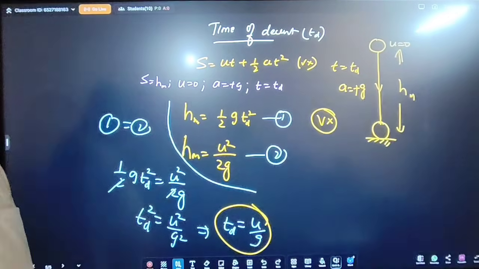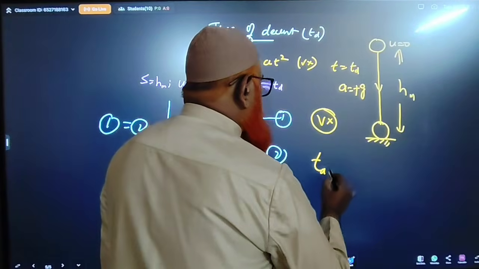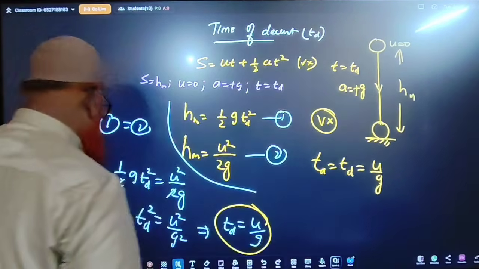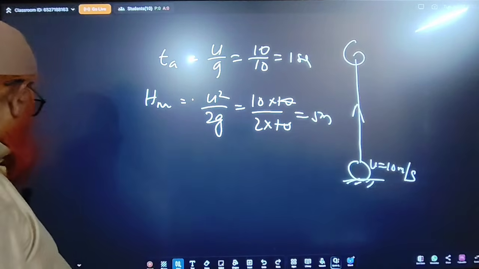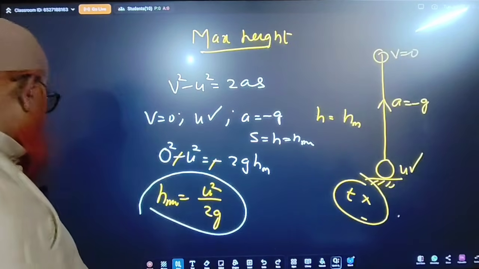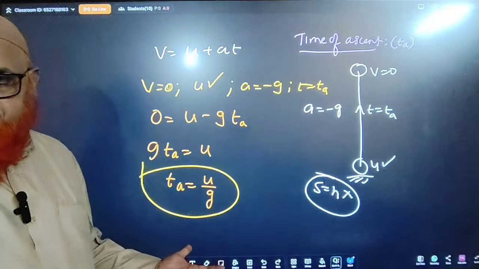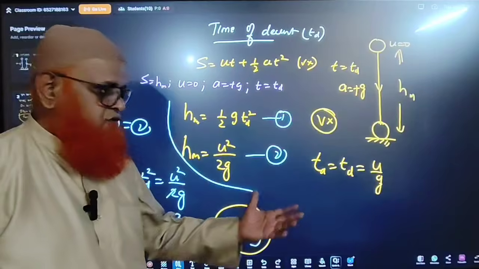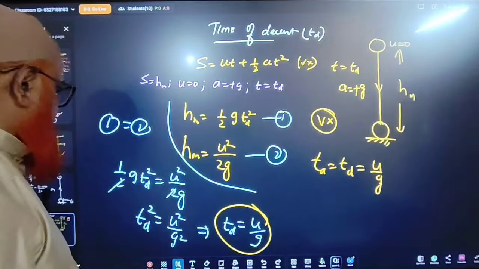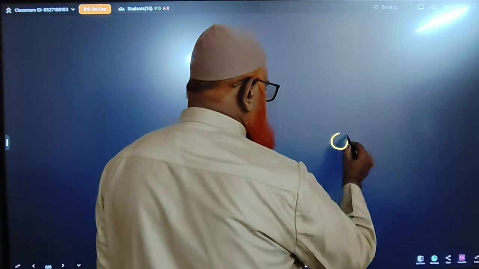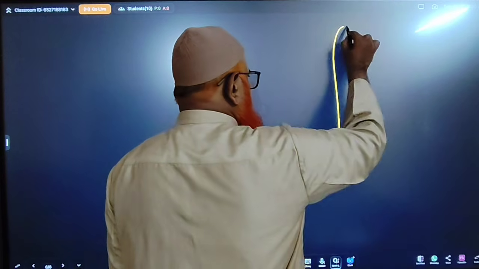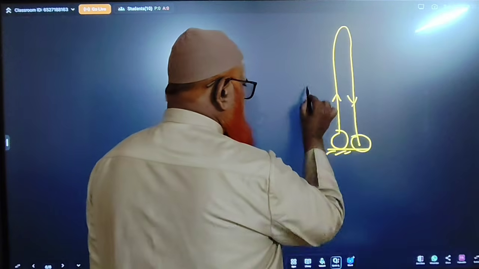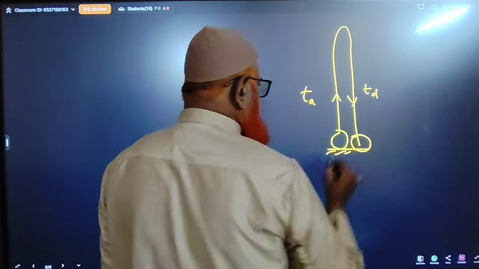What do you understand from this? It is understood that time of ascent is equal to time of descent, which is equal to u by g, because we have discussed that time of ascent is also u by g. And we have got that time of descent also u by g only. Then if it is u by g, what is the time of flight? Time of flight means what? It goes up and it comes down. Time of ascent, and this is time of descent.